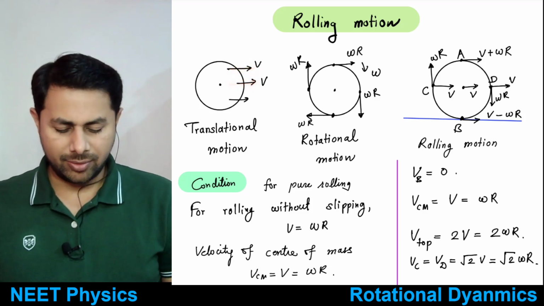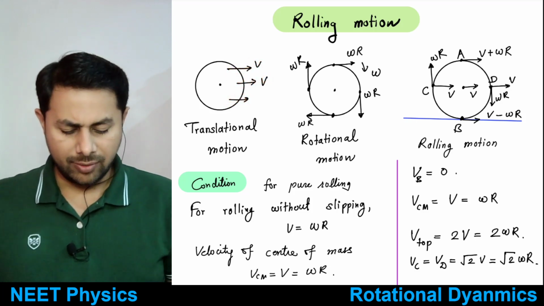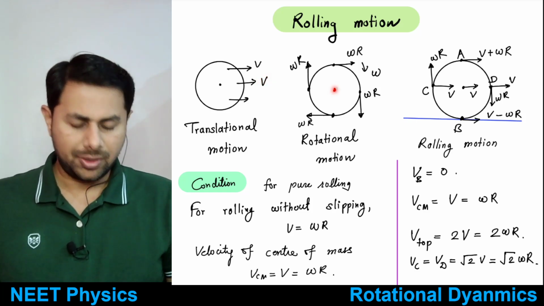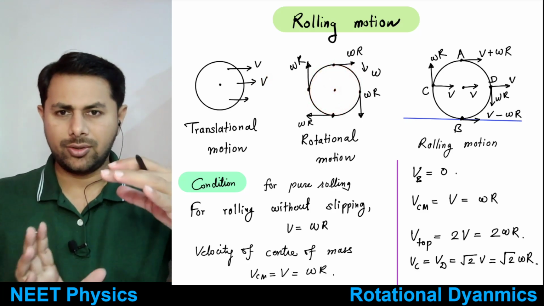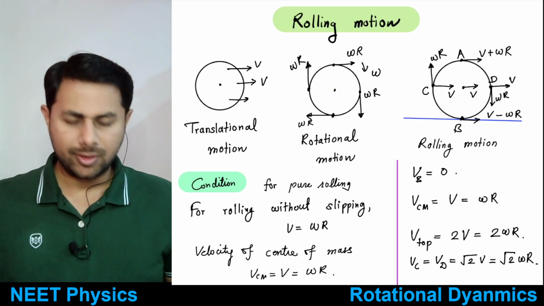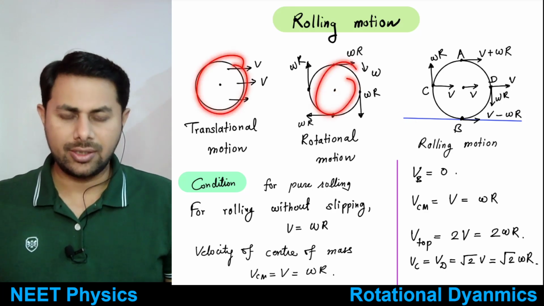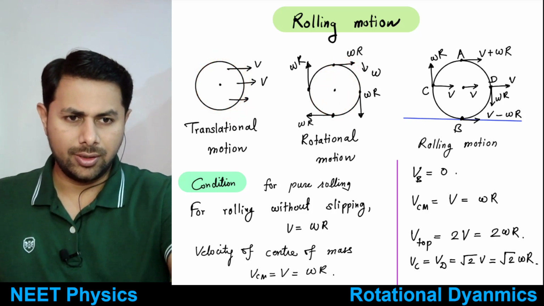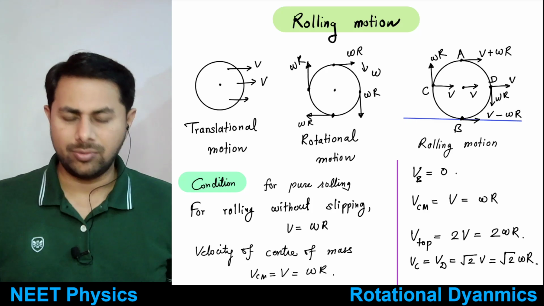So all particles of this body will have velocity equal to v. Let's say velocity of all particles is equal to v. Then now consider this body. Suppose this is a spherical body, so it is rotating purely. So now what is rolling? Rolling is addition of translational and rotational motion. So rolling motion, you can say, is the sum of the translational and rotational motion.